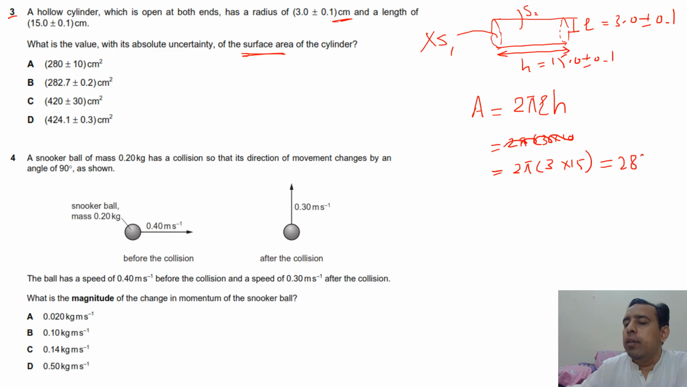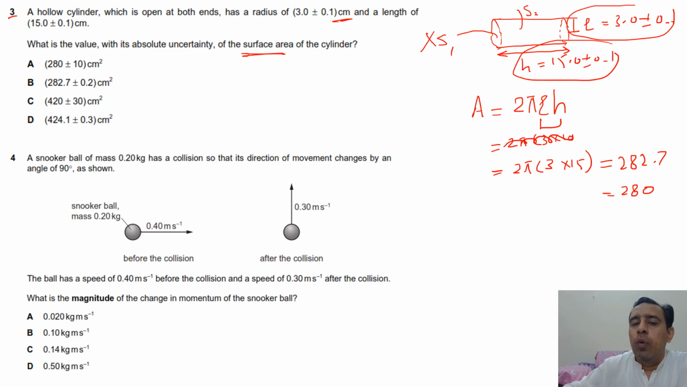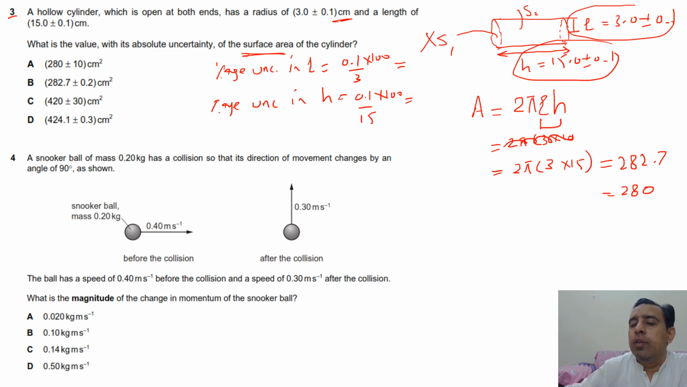282.7 means it's 280 by rounding it off. So if you get the uncertainty in these two, these are going to multiply with each other, so straight away the percentage uncertainty in R and the percentage uncertainty in H is 0.1 into 100 by 3, 0.1 into 100 by 15. So these two uncertainties must be added to give you the final uncertainty.